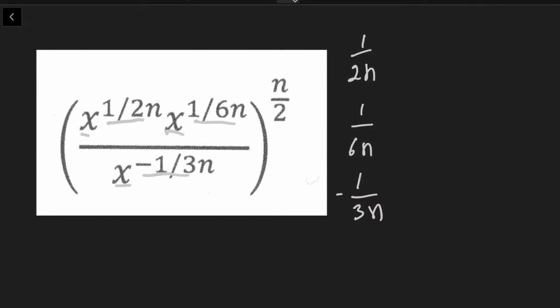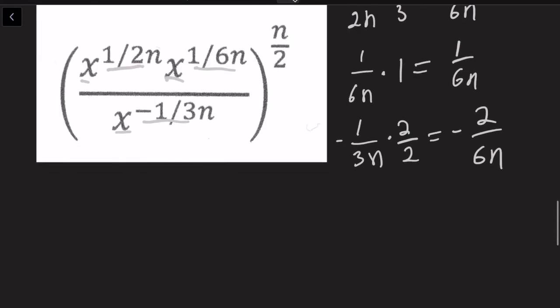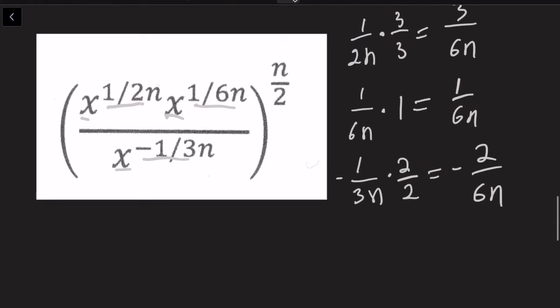And to get 6 from 1 over 2n, we're just going to multiply 3 on top and on bottom. And this is going to become 3 over 6n. This one stays the same, so times 1 is equal to 1 over 6n. And this one we multiply by 2 on top and 2 on bottom. And this is going to be negative 2 over 6n. So now all of our fractions on our exponents are exactly the same. So I'm just going to rewrite our problem.